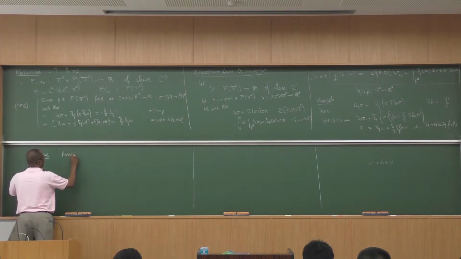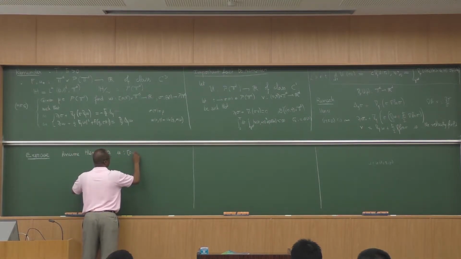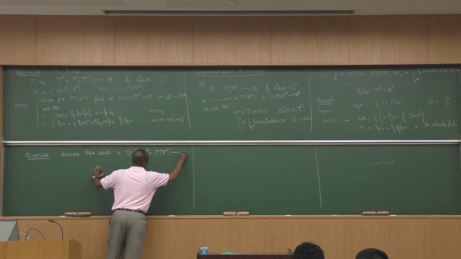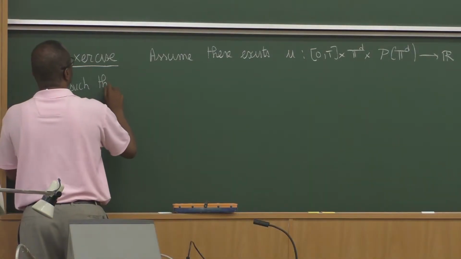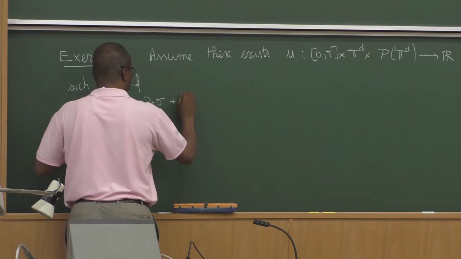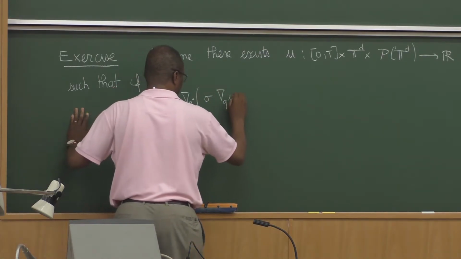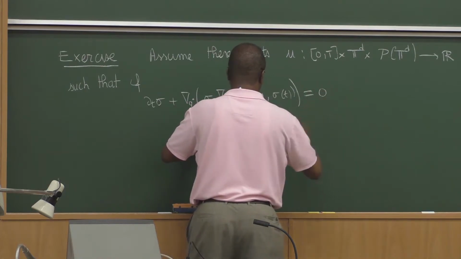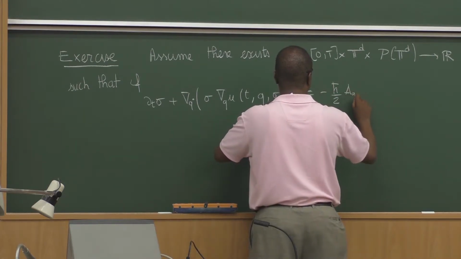Assume there exists a function u from 0 T across the torus, across the set of probability measures on the torus, in R, such that if d_t sigma plus divergence of sigma gradient q of u of t q sigma t equals negative h bar Laplacian q of sigma.